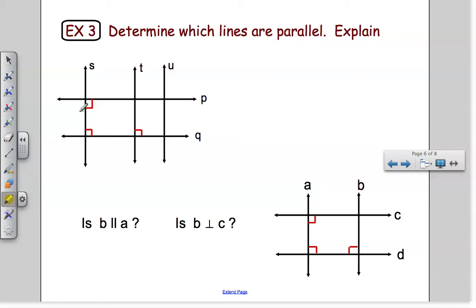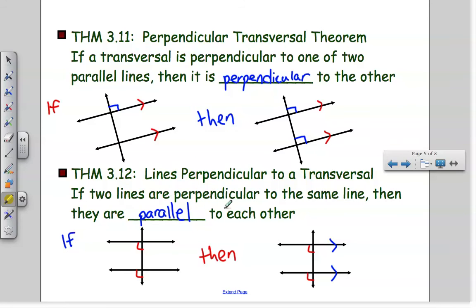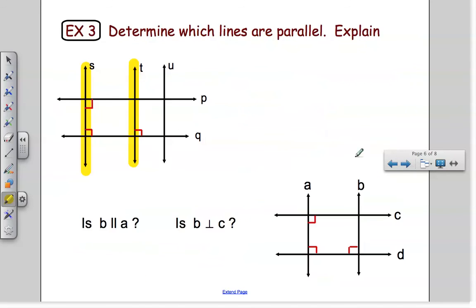I'm noticing some right angles given. Now, remember that if this is a right angle, we know all four of these are right angles, or if this is a right angle, we know all four of these, etc. Let's see if we can figure this out. Would S and T have to be parallel? And remember, back here, what I need to show that lines are parallel to each other, they would have to have two lines perpendicular to the same line. I guess these are my two lines.